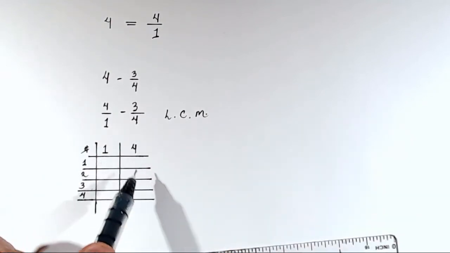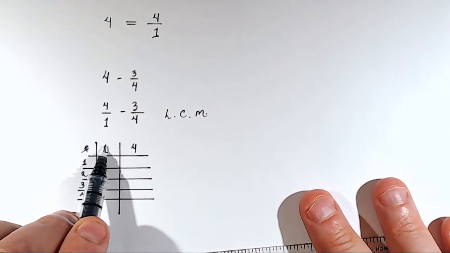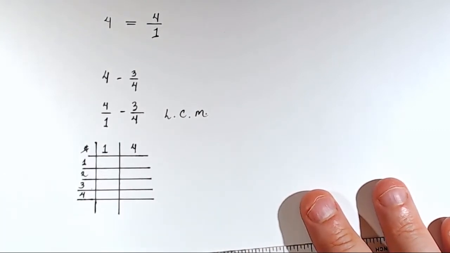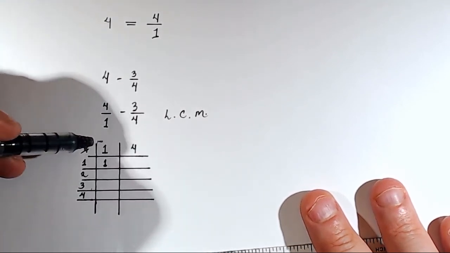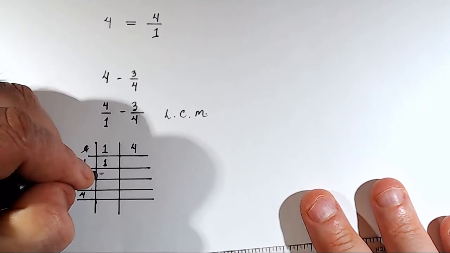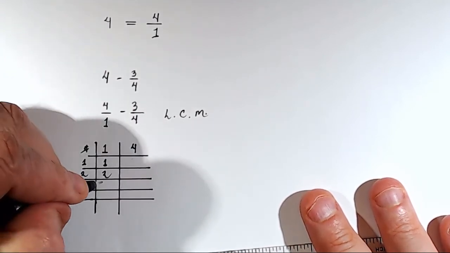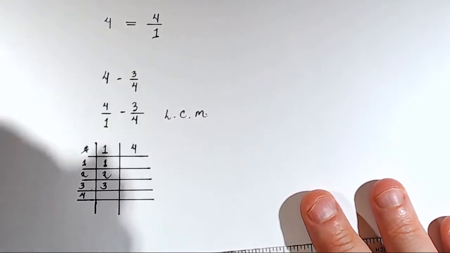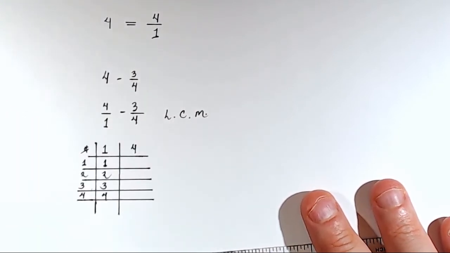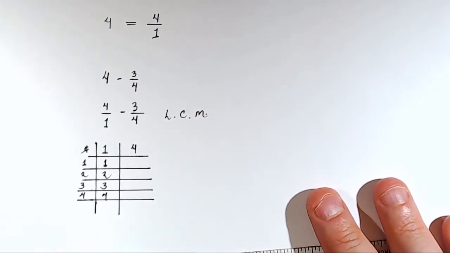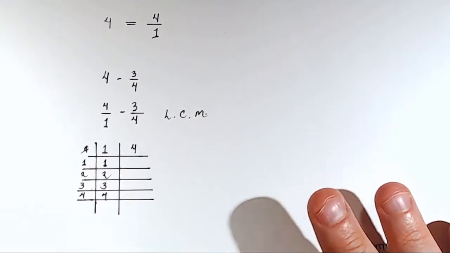So how do you fill in these boxes right here? Well, let's do this. What is 1 times 1? 1 times 1 is 1. What is 1 times 2? 1 times 2 is 2. 1 times 3 is 3. 1 times 4 is 4. Okay, so now let's list all the multiples. So these are the multiples of 1. Let's list the multiples of 4.